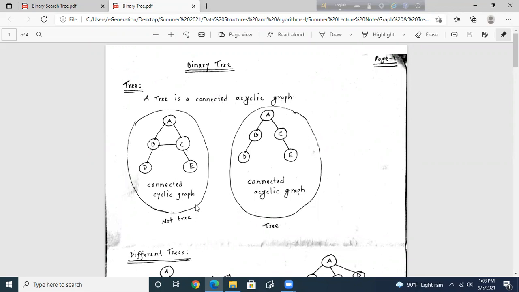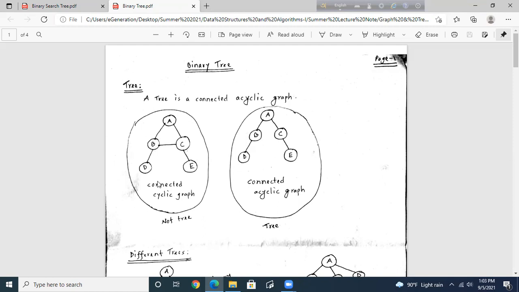So dear student, this is not a tree. Why is this not a tree? Because there is a cycle. According to the definition of a tree, a tree is a connected acyclic graph. The graph should be acyclic. That means there should be no cycle. So A, B, C, D, E.